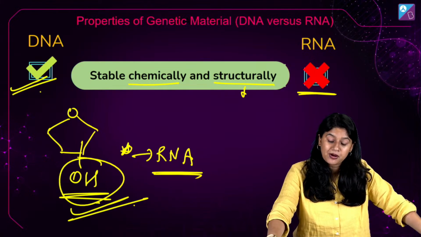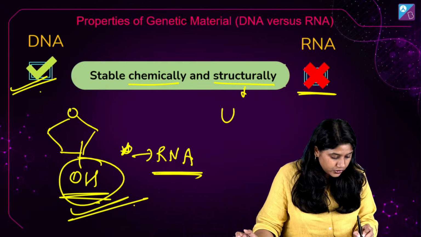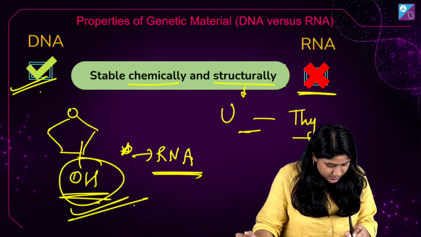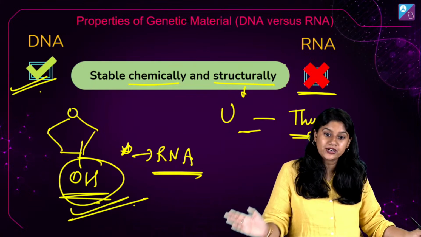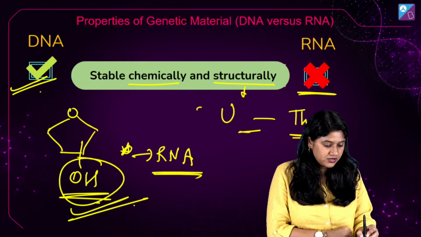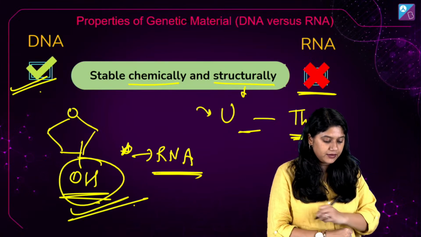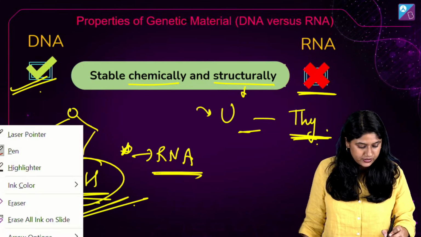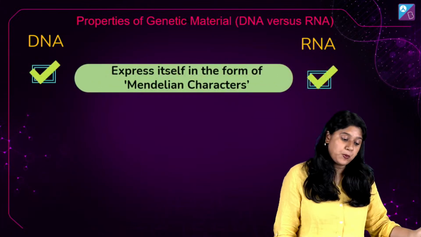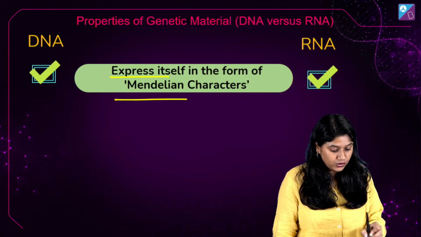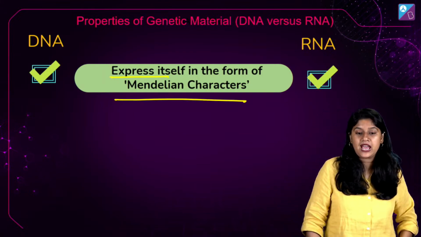And of course we can mention the point of the uracil and thymine. Again we have the replacement. In RNA we have the uracil and in DNA we have the thymine. Then the last point is that they should be able to express themselves in the form of the Mendelian character, and we know that pretty much they have.